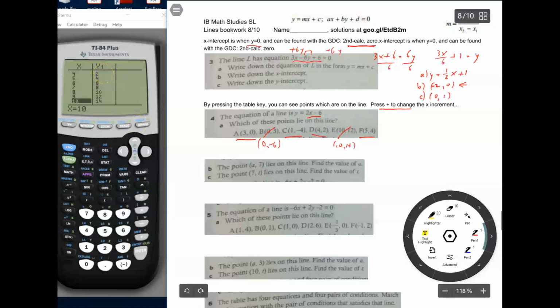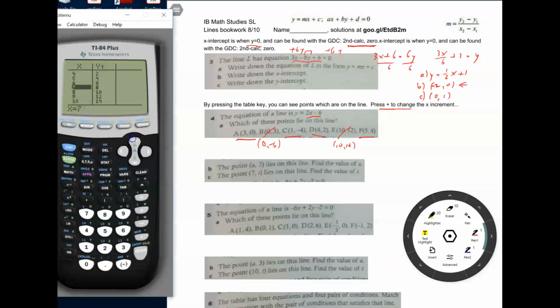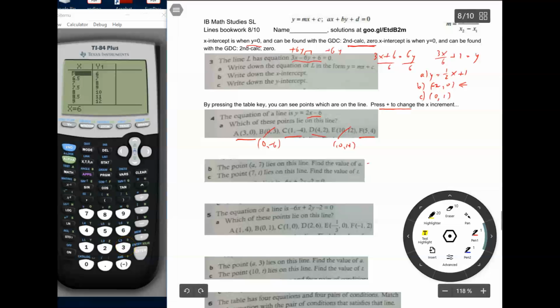Next one. The point A, 7 lies on this line. Find the value of A. So something, 7. Do you see, like in the table, something, 7 should be right here in the table? Let's go up and change the step size and see if we can get the 7 to appear in the Y column. So if we put plus 0.5, if plus 0.5 is not enough, we could do plus 0.1. 6.5, 7. So A is actually equal to 6.5.